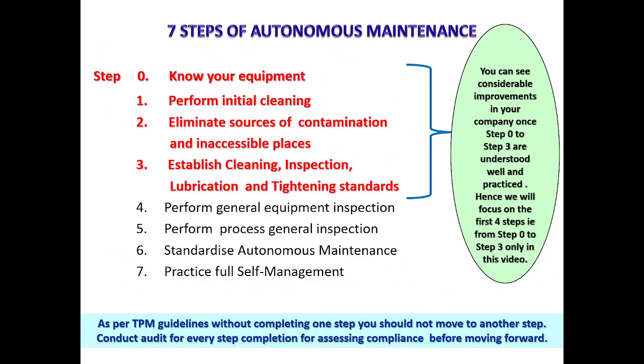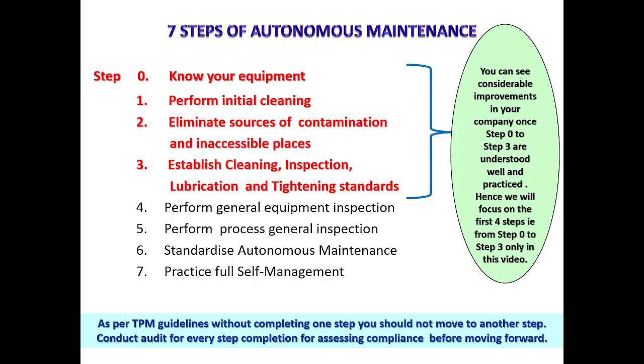There are 7 steps in autonomous maintenance. These are jobs to be done by the operators and maintenance person who will be allotted ownership of equipment. Against step 0, everyone must know his ownership equipment thoroughly. Against step 1, they should first perform initial cleaning with meaning and purpose. Step 2, they should identify and eliminate sources of contamination and inaccessible places for doing CILT activities, that is cleaning, inspection, lubrication and retightening activities. Against step 3, next is that they should prepare tentative standards for doing cleaning, inspection, lubrication and tightening activities.